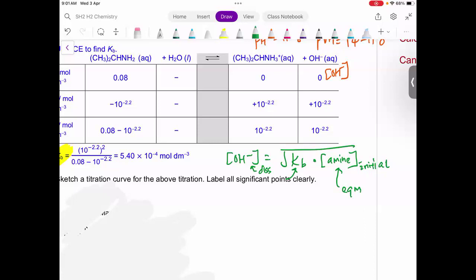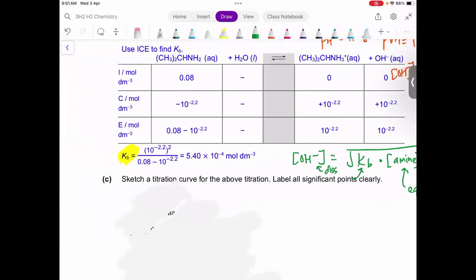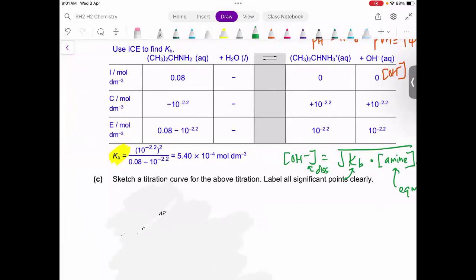For our team, we have decided, if you look at the A-level examiner's report, they actually don't mind you using the initial. That means you can skip calculating the equilibrium concentration. If you use this approach and you calculate a value, it's 4.98 times 10 to the minus 4, that we will also accept.